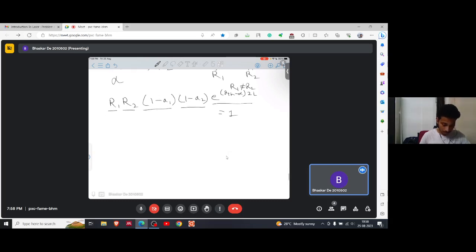So if we simplify this equation, g_th will be 1 by 2l ln 1 by r1 r2 (1 minus a1)(1 minus a2), plus alpha.